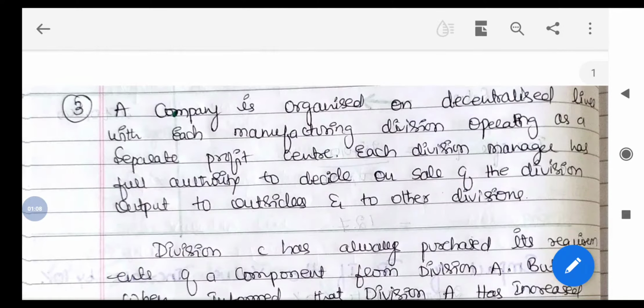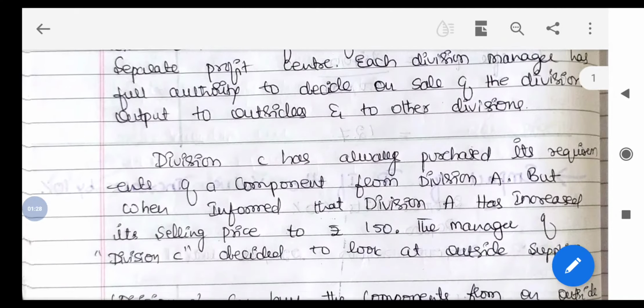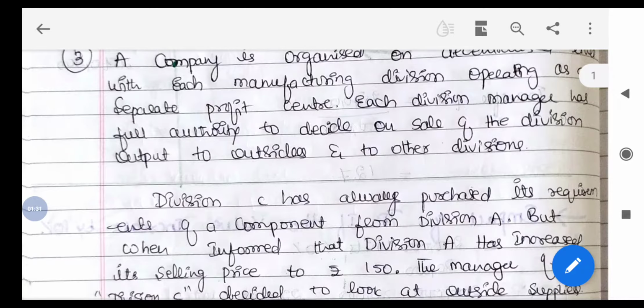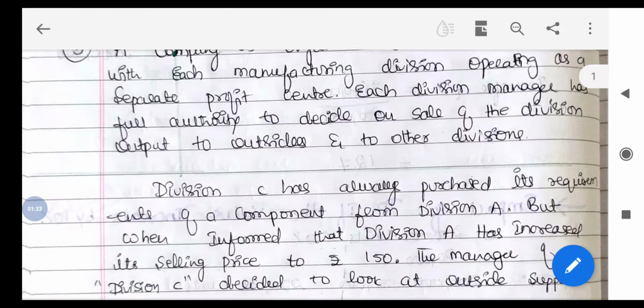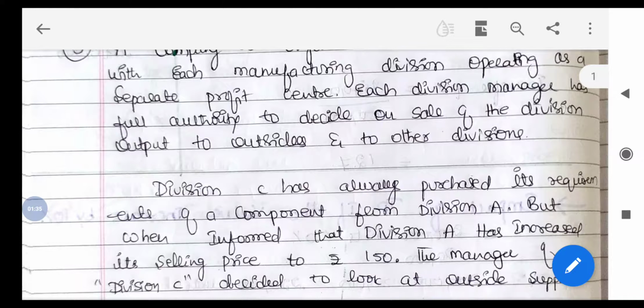So each and every division manager has full authority to decide what price they want to charge for the sale of goods to the outside market, and also, if they want to transfer the goods to other divisions, what the transfer price should be. So here the division manager has the full authority. Here, division C has always purchased its requirements of component from division A. They have given information about two divisions, that is division A and division C.